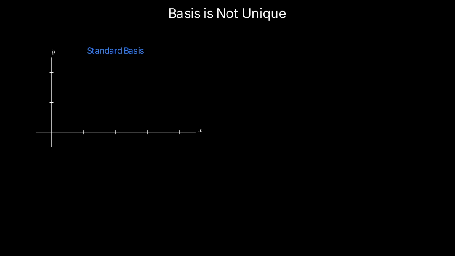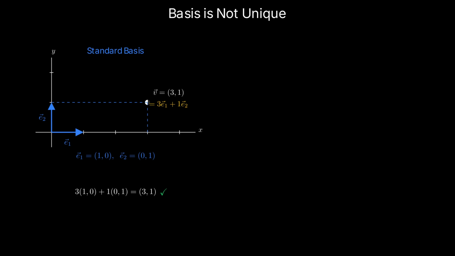Consider R2. The standard basis vectors, (1, 0) and (0, 1), describe every point in the plane. For example, the point v = (3, 1) can be written as 3 times e1 plus 1 times e2. That's 3 times (1, 0) plus 1 times (0, 1), which gives (3, 1).